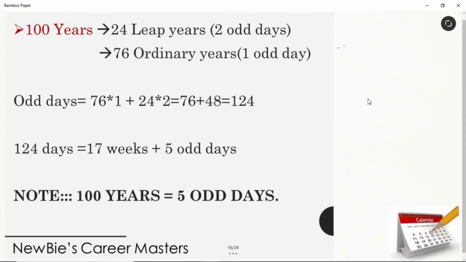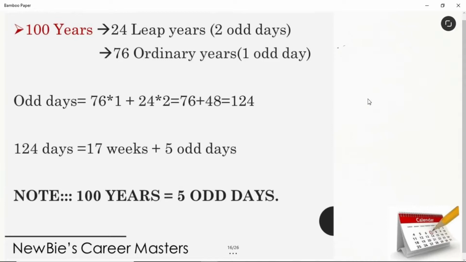Hey newbies, in this video, we'll learn how to find the number of odd days in the given years. Okay, I'll start from the basics. Try to understand this basic properly, then it's very easy to find the number of odd days in the given years.